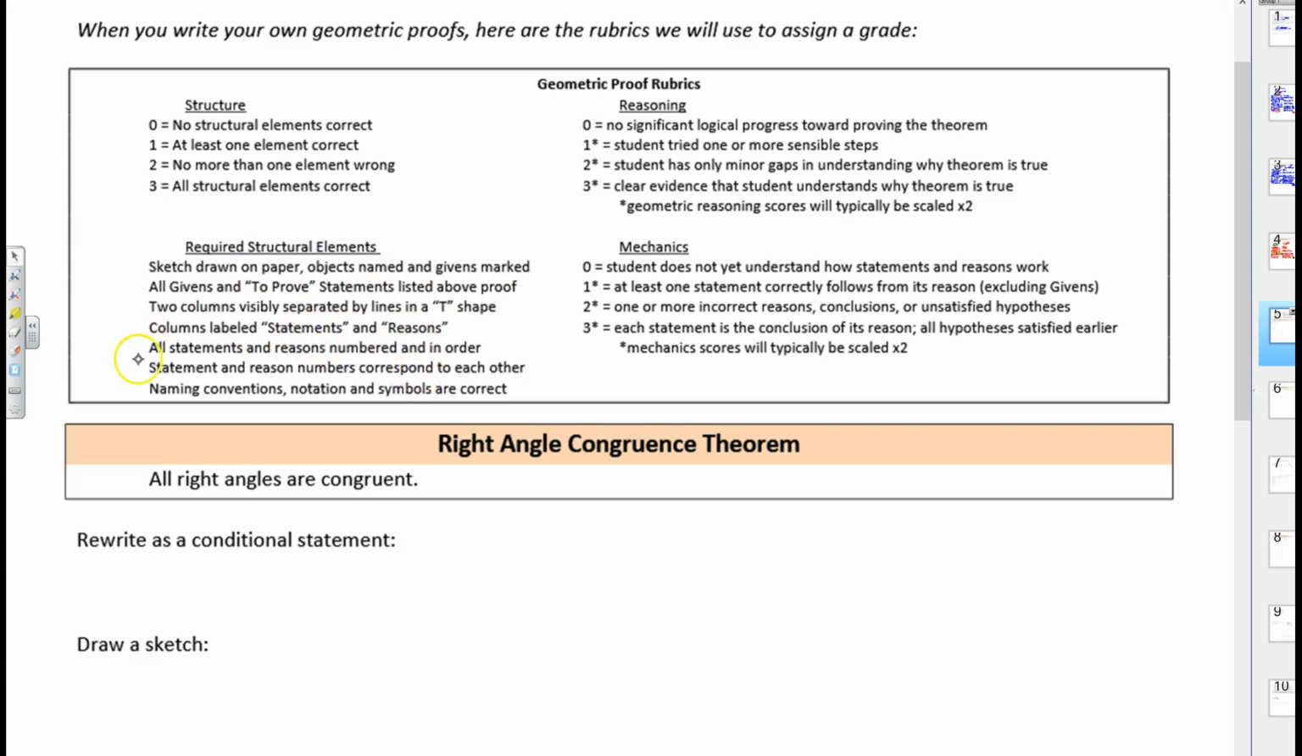I want your statements numbered and in order. Statement and reason numbers correspond to each other, and we want to make sure that all of our naming conventions and symbols are correct. So these are just our basic required structural elements, okay? And we will rate you out of 3 points here.